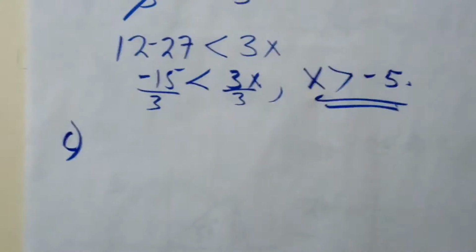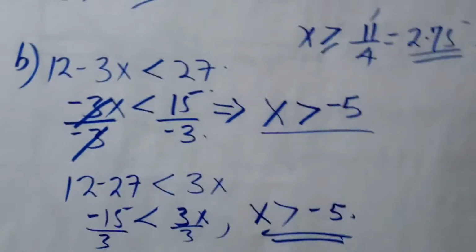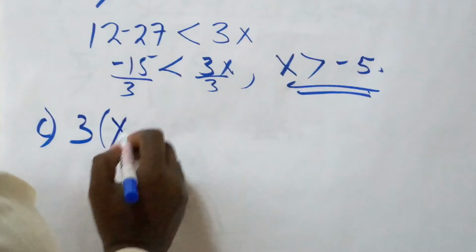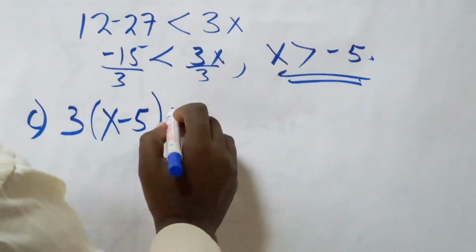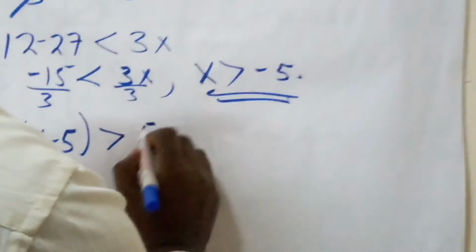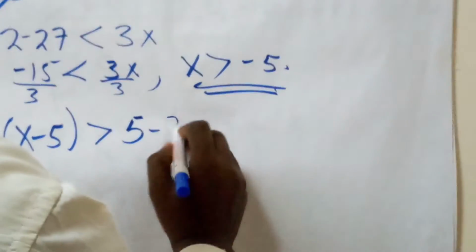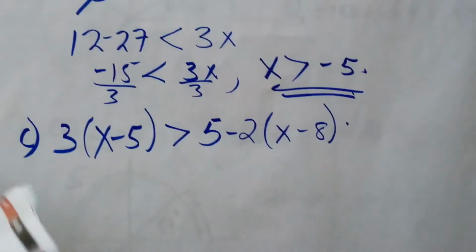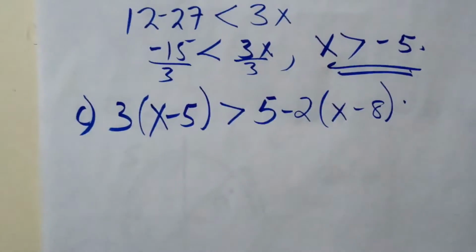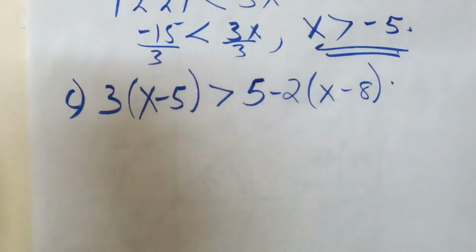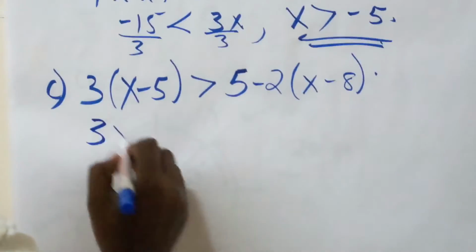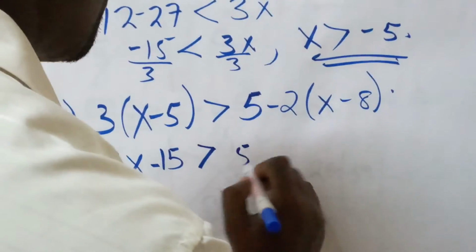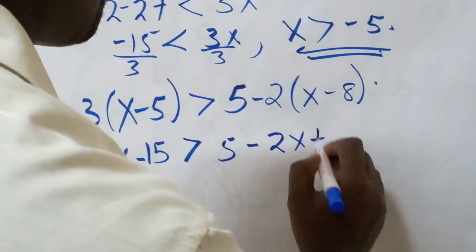Part C, which is having 3 open bracket x minus 5 close bracket greater than 5 minus 2 open bracket x minus 8 close bracket. And there's no other business apart from opening up the brackets here. We have to have 3x minus 15 greater than 5 minus 2x plus 16.